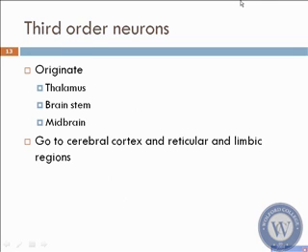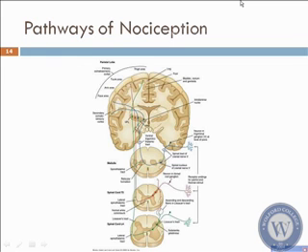The third order neurons originate from 3 areas. They originate from the thalamic area, which is by far the most important. They also have second motor neurons that go to the brainstem because it also activates the reticular activating system. So that would be an important system to wake you up in case something bit you while you were sleeping. And then you also have your midbrain, so brainstem and midbrain, the same thing. So different responsibilities. It goes to the cerebral cortex, in the reticular and limbic regions, where it's processed to actually decide what to do with the information.